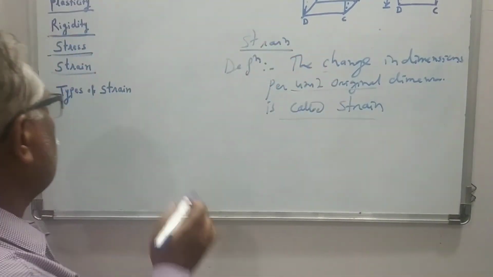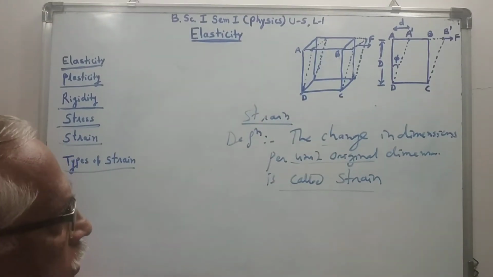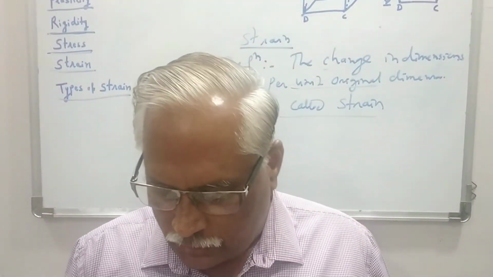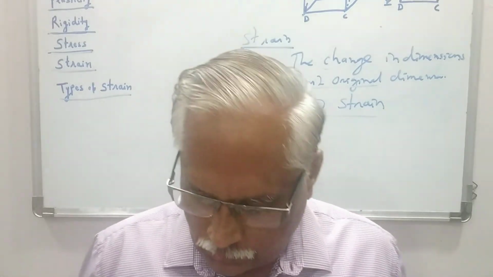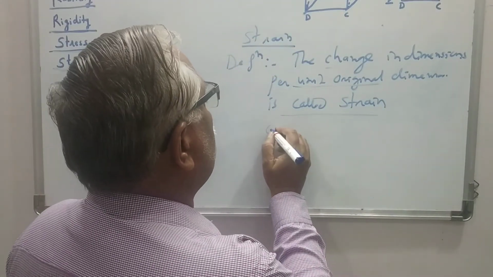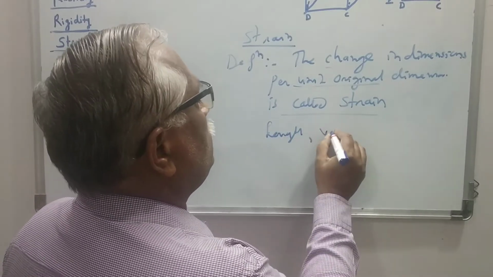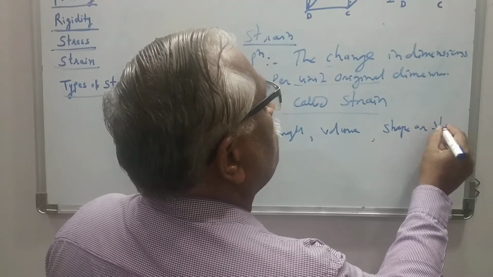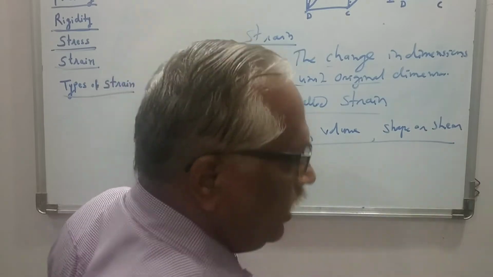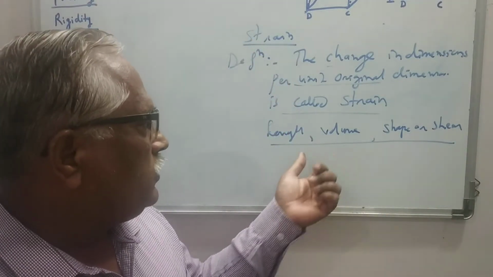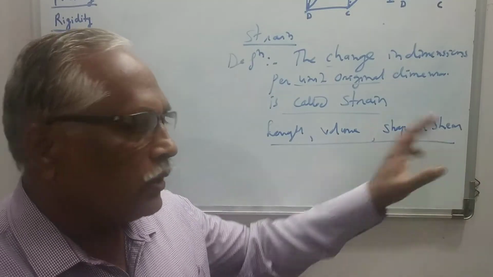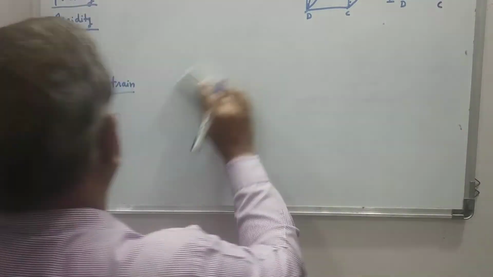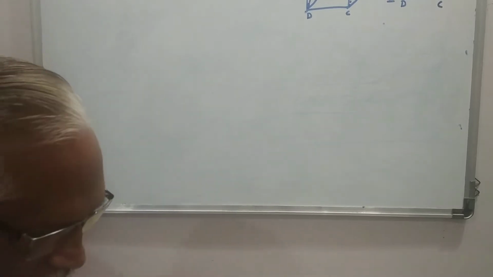Let us talk about the types of strain. There are 3 different types of strain because the change in dimensions of the body may be in the form of change in length, change in volume, or change in shape or shear of the body, as dimensions may change by 3 ways: length, volume, or shape or size of the body. Hence there are 3 different types of strain. So let us write here 3 different types of strain.